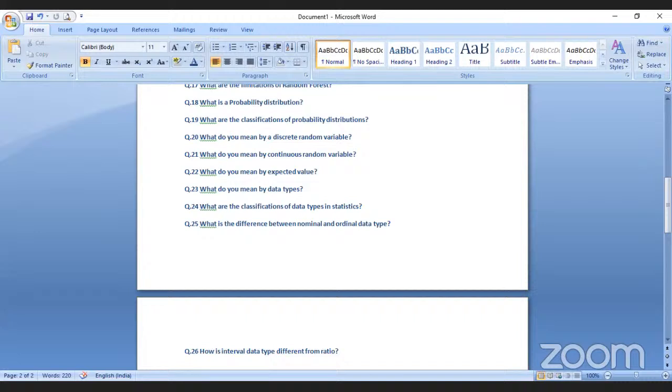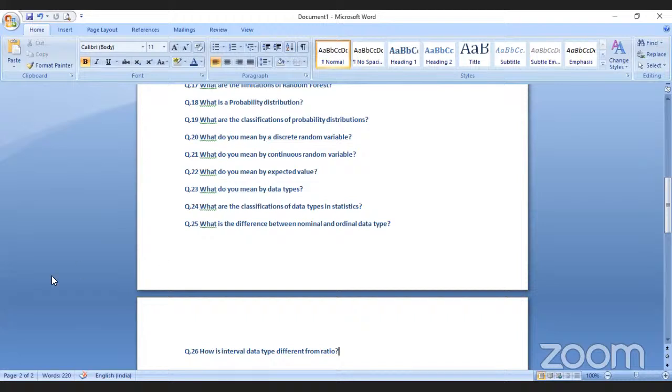How is interval data type different from ratio? So interval scales are numeric scales in which we know not only the order but also the exact difference between the values. From the name itself we can understand that it is an interval. So there is some range, and on that range only it will be having the values. So that is the interval data type.